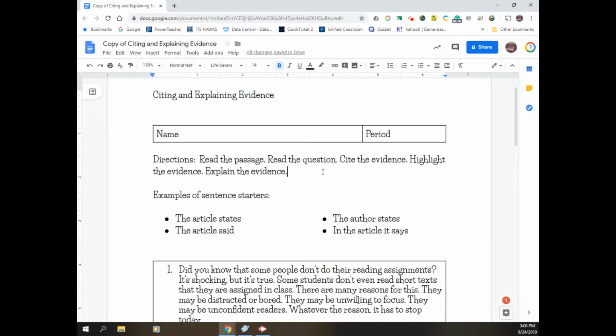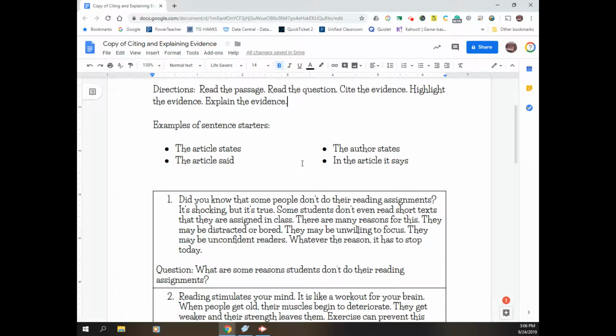So the two parts of RACE we're focusing on are C, citing, and E, explaining. Now I'm going to walk you through this, and I'm going to help you with a couple of these, but I'm going to require that you do 3 of them on your own.